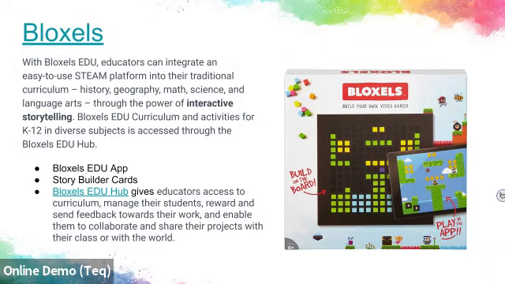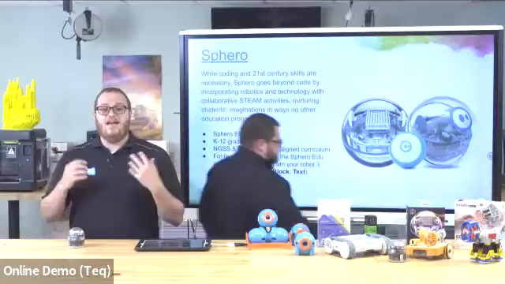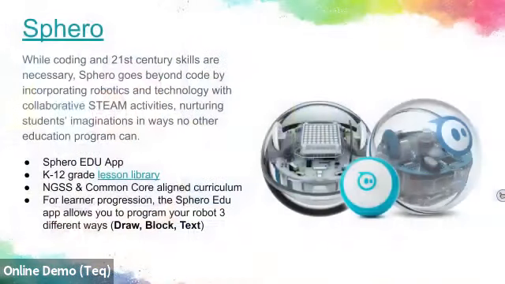So the next product that we're going to be focusing on today is called the Sphero. The Sphero is a spherical robot that's geared towards coding for, I'd say, about third grade and up. So this is not something that you're going to start with at that very early age. But if you use those other products that we showed to get that basis of understanding, then it's a great learning tool to use.